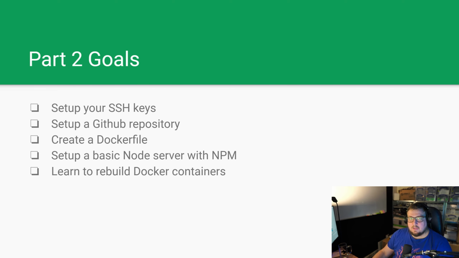Hi all, and welcome to part 2 of the Deploy to AWS ECR's course. In this video, we're going to set up SSH keys, set up a GitHub repository, we're going to create a Docker file, we're going to set up a basic node server using simple server, I think it's called, in NPM. And then we're going to learn to rebuild the Docker containers so that if we change code in the folder structure, then it automatically gets rebuilt into a new container.